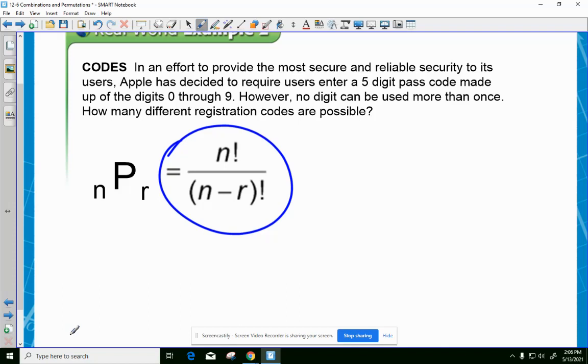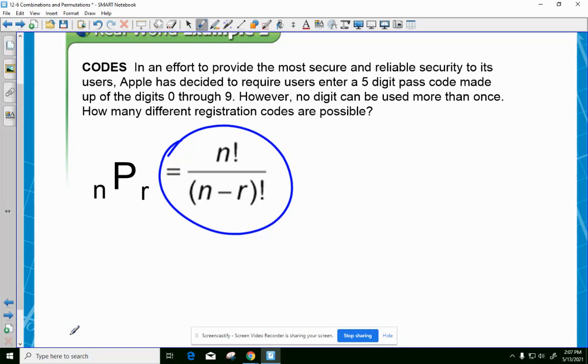In an effort to provide the most secure and reliable security to its users, Apple requires a 5-digit passcode made up of the numbers 0 through 9. No digit can be used more than once. How many different registration codes are possible? Do you have a code on your phone? Whatever those digits are, whether it's a 4-digit or a 5-digit or an 8-digit code, is the order in which you put them in important? Sure. You can't just randomly put in the same numbers in the wrong order and get it to work. That's what makes it a permutation.